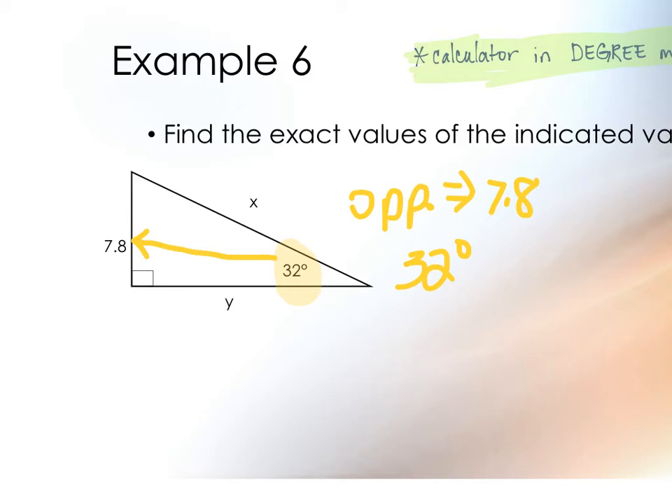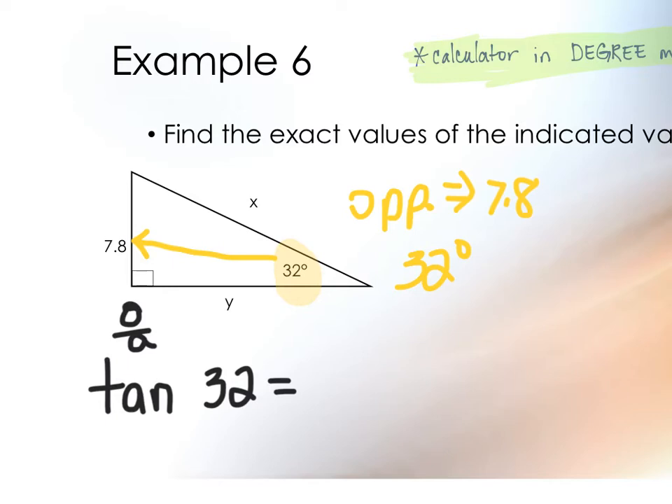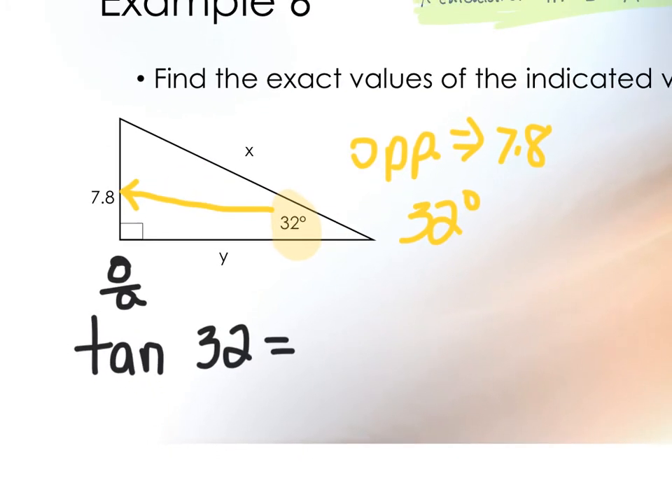So I'm going to use trig functions. What trig function uses opposite and either adjacent or opposite and hypotenuse? Okay, tangent. If I'm going to use the tangent, I'm going to say tangent of 32 equals, what is tangent again? Opposite over what? Adjacent. So what letter am I finding right now? Adjacent. Which is what letter? Y. So I'm going to say tangent of 32 is, what's the opposite? 7.8 divided by what? Y.